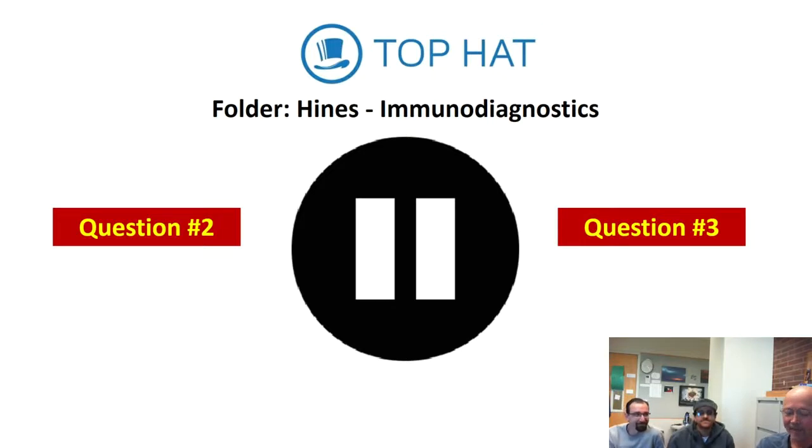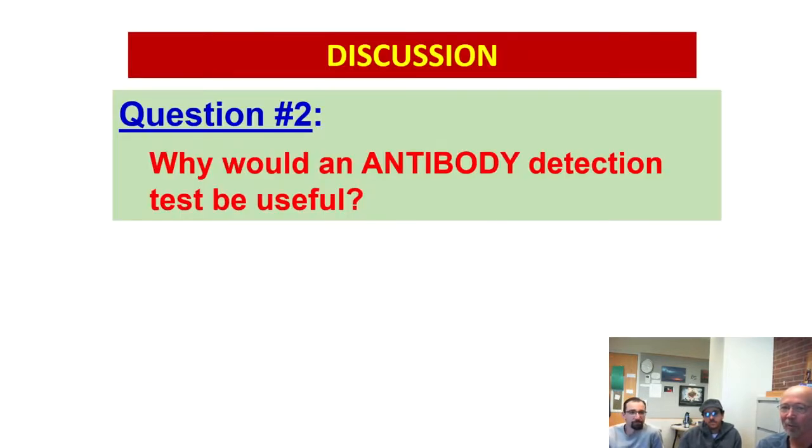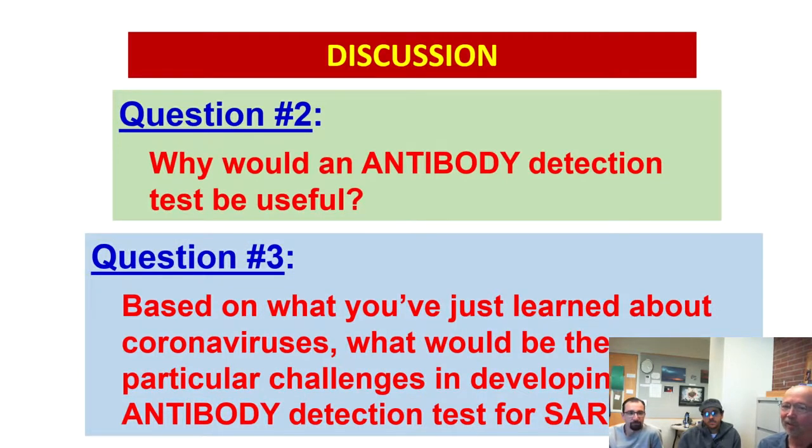You guys back? All right, let's try this again. So we're just going to have a bit of discussion now about these next couple of questions, and this is where we're going to set up our next section of immunology. So here are our two questions. First, why would an antibody detection test be useful compared to genetic tests? So who wants to answer this one?